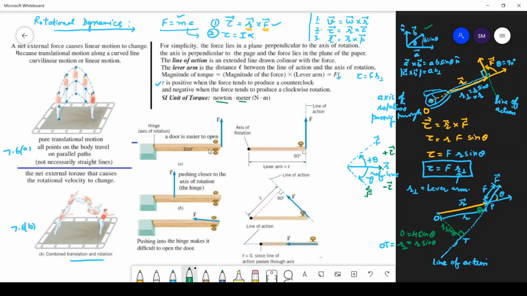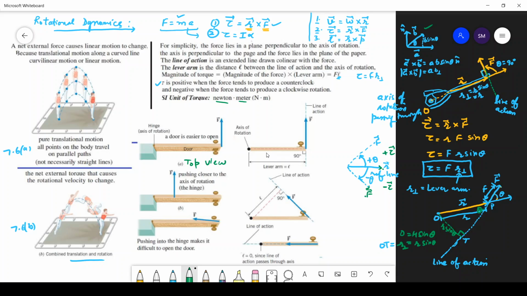Now this is your door, students. This is the top view. You are looking from the top. Not exactly a top view, nearly top view, because in a top view you would see only the rectangle, but here you can see the door also, so it is at a certain angle. You are watching the door from the top, and it is easier to open the door if you apply the force in the 90-degree direction. And this is your axis of rotation. The door is easier to open because the angle is 90 degrees, so maximum torque is applied.